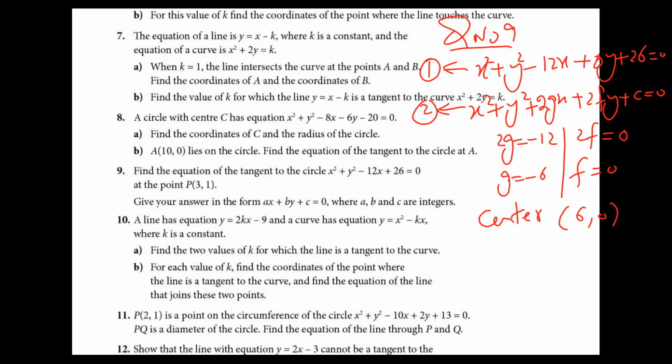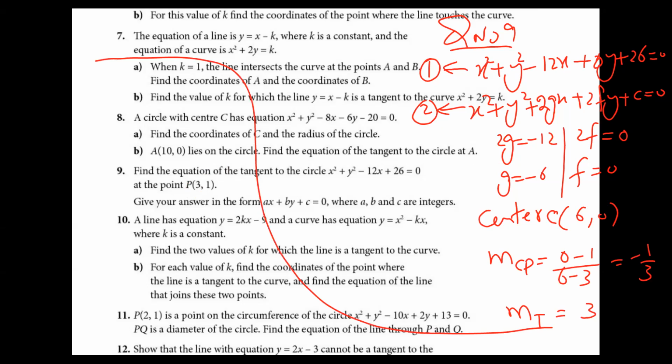So CP, this is called C. The gradient of CP becomes what? y2 minus y1 over x2 minus x1. I got negative 1 over 3. But what is the gradient of the perpendicular, for the tangent T? Positive 3. And now I'm finding the rest of it here.